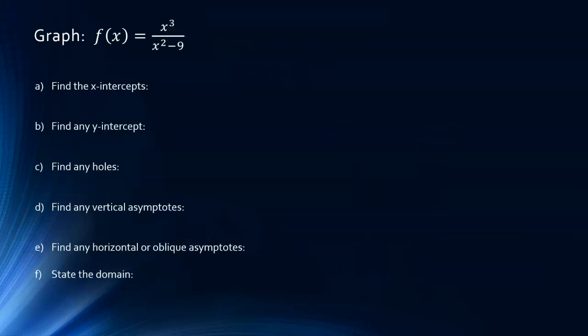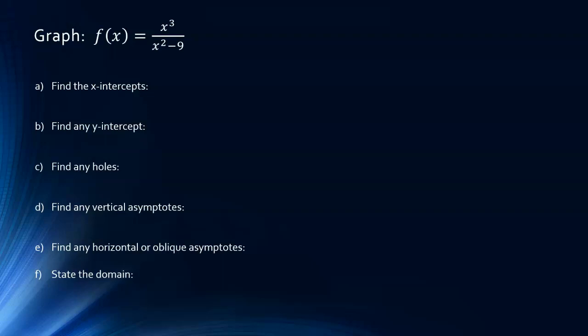All right, so I want you guys to put this all together. So you have x cubed over x squared minus 9. I want you to factor that down. Notice that the denominator is a difference of squares, so make sure you remember how to factor that. I want you to find the x-intercepts, find any y-intercept, if there is one, find any holes, find any vertical asymptotes, find all these different pieces, and sketch a graph.